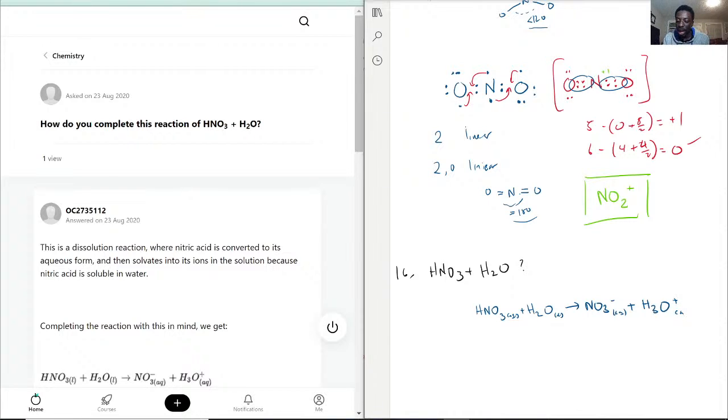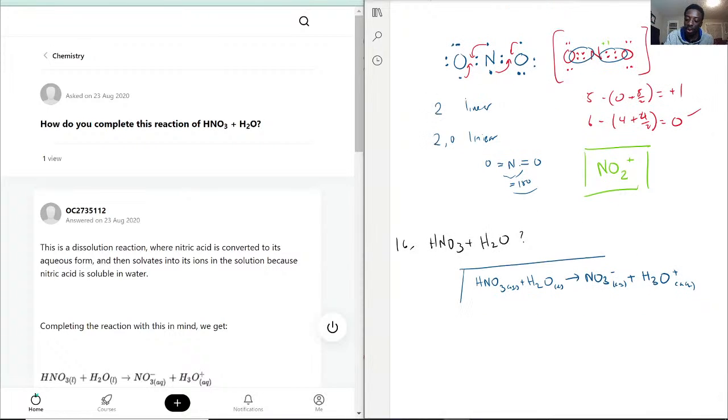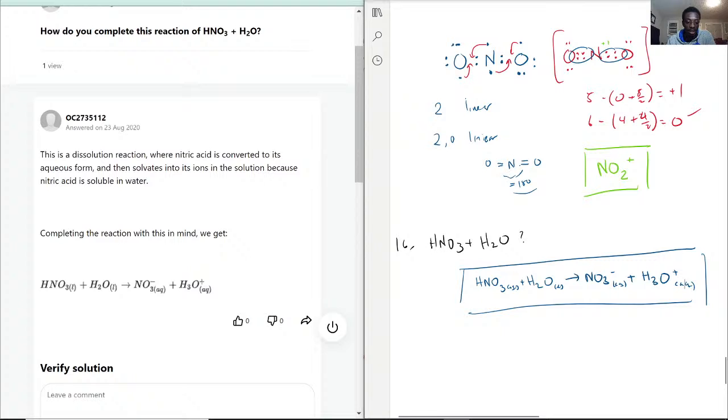But the H from the HNO3 wants to dissociate completely, and that H is going to be attached by the hydronium. So coincidentally, because when we show dissociation of acids we use water, we actually end up with the full equation. So this is what the equation will look like, and as they said here, that is it.